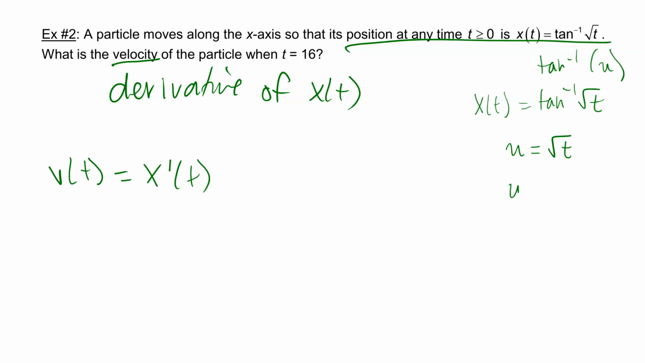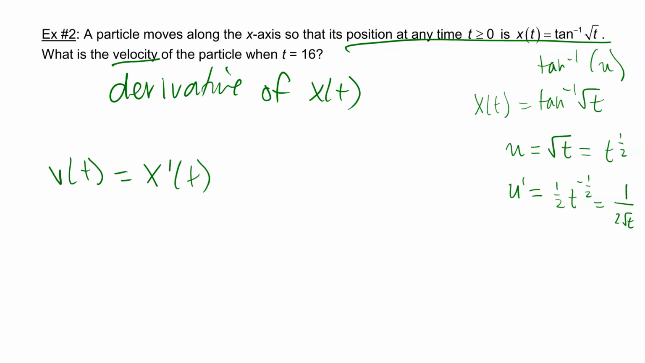U prime. What is the derivative of square root t? 1/2 t to negative 1/2, aka 1 over 2 root t. I might just leave it in terms of 1/2 t to the negative 1/2. We'll see.